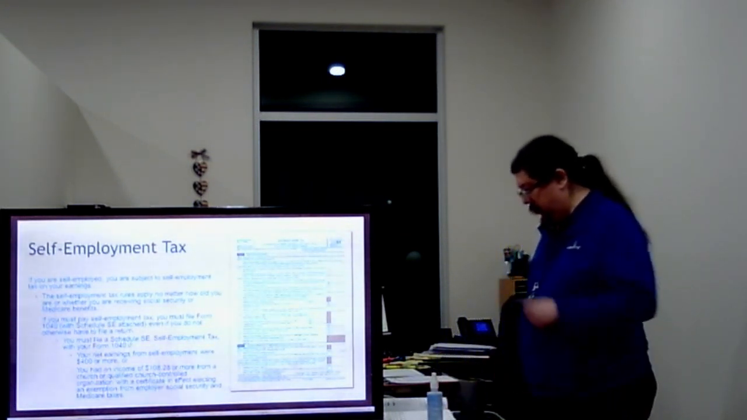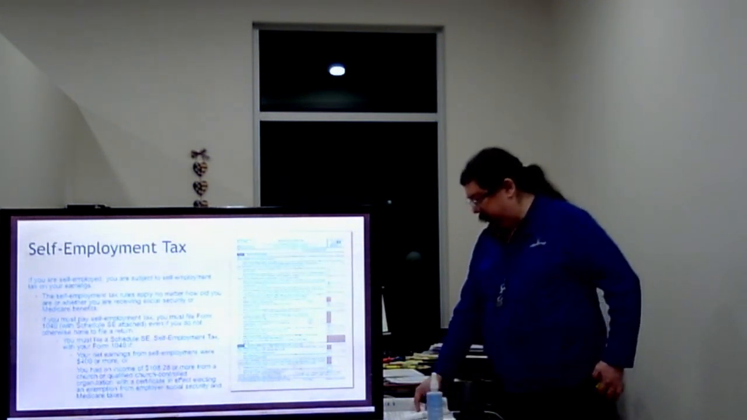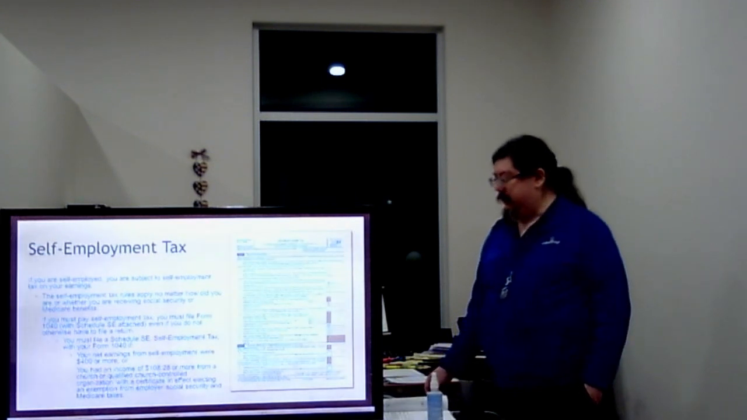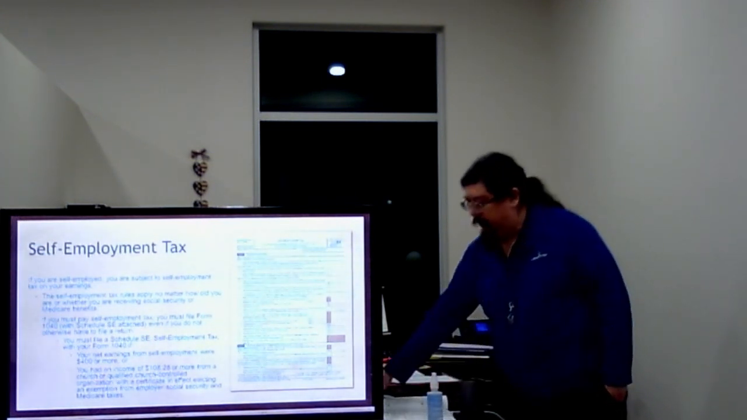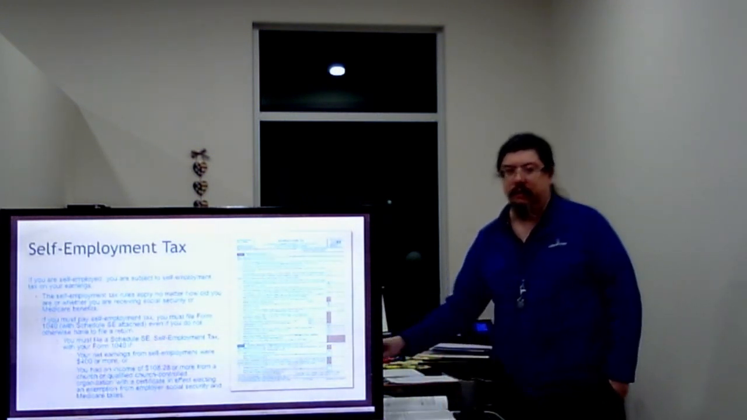Even though they took it out during those years, right? Yes. You can't ask for it back, because the Social Security tax is not for your benefit, it's for the benefit of the people who are currently collecting Social Security.